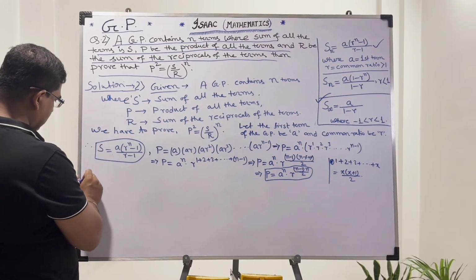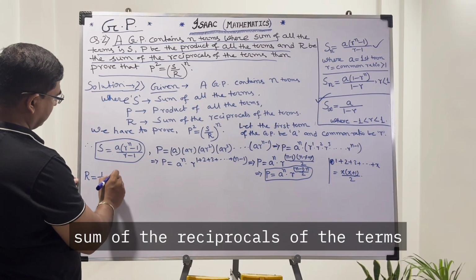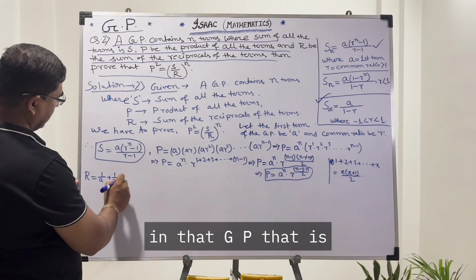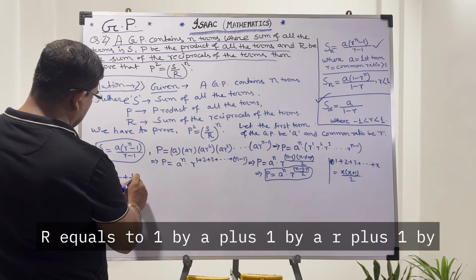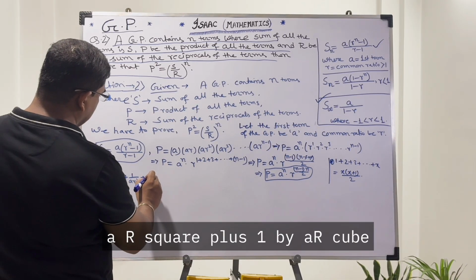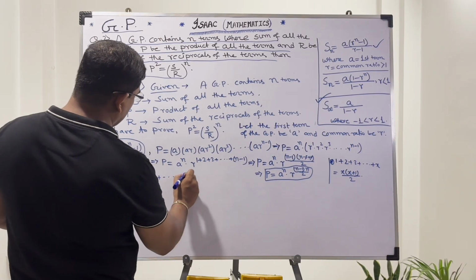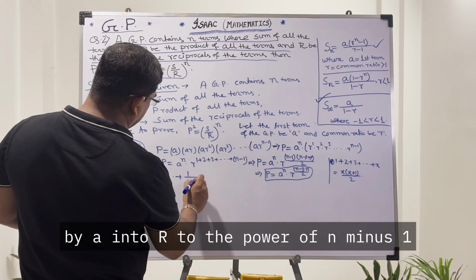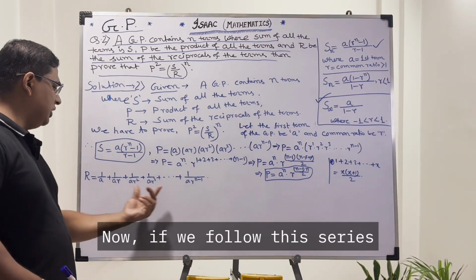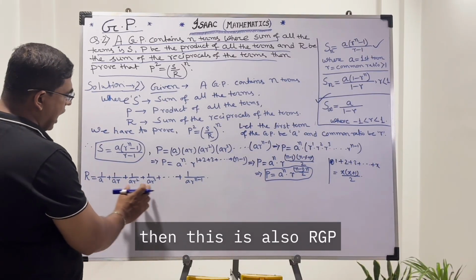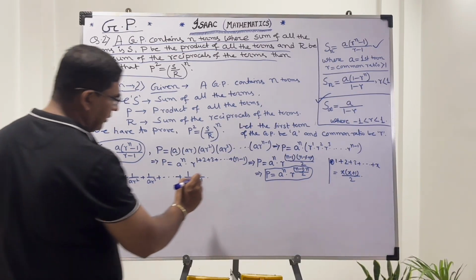R represents the sum of the reciprocals of the terms in that GP. That is, R equals 1 by A plus 1 by AR plus 1 by AR square plus 1 by AR cube plus, continuing, plus 1 by A into r to the power of n minus 1. Now, if we follow this series, then this is also a GP where the first term is 1 by A and common ratio is 1 by R.